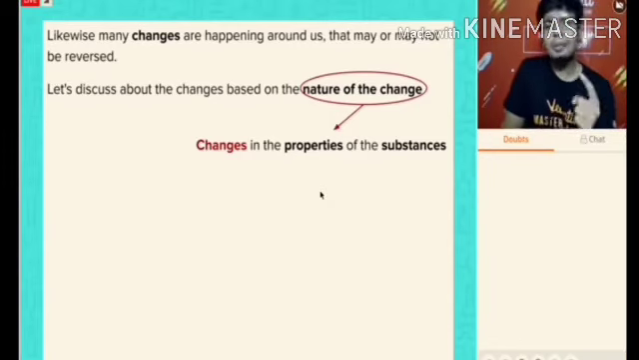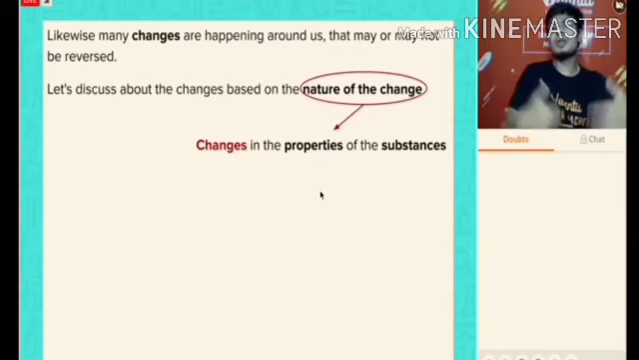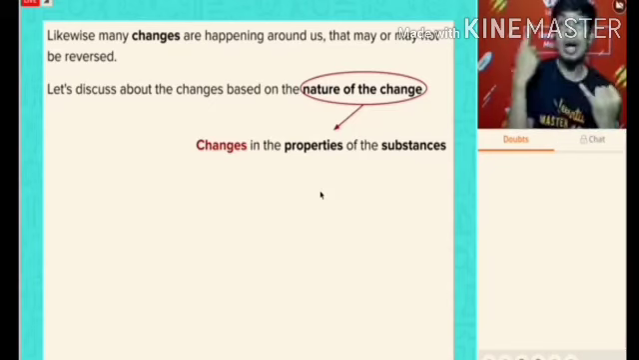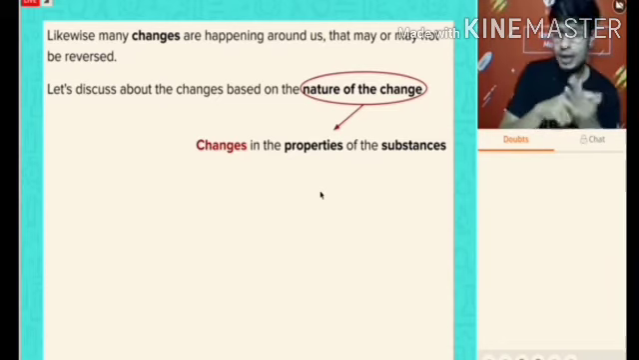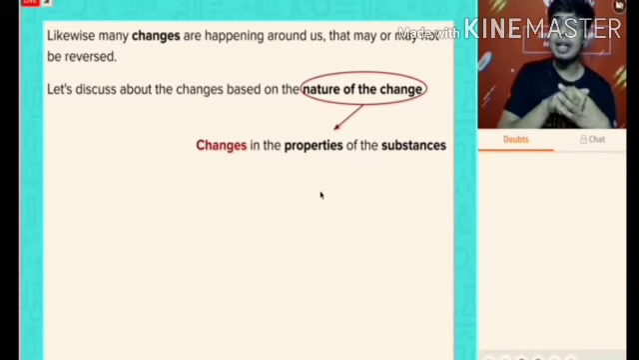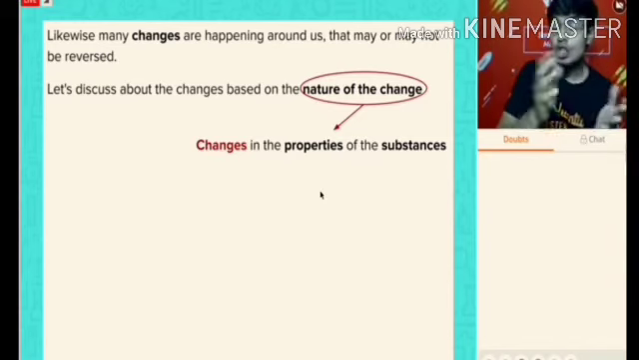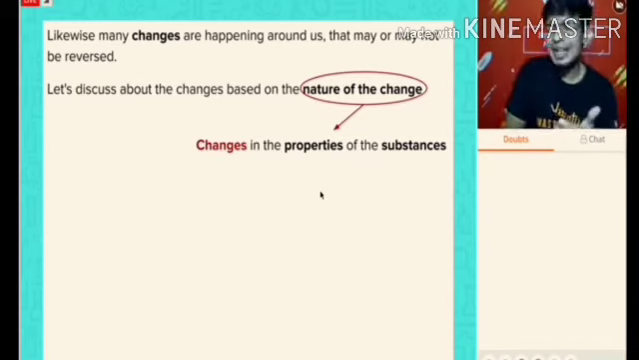Which means, what are the properties of us? One is weight, how heavy we are, how tall we are. That is one of the properties of us. What is our color? That is one property, right? What is our age? That is one property. So we have a lot of properties.